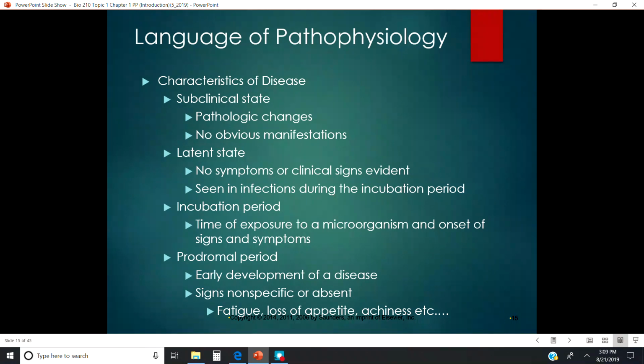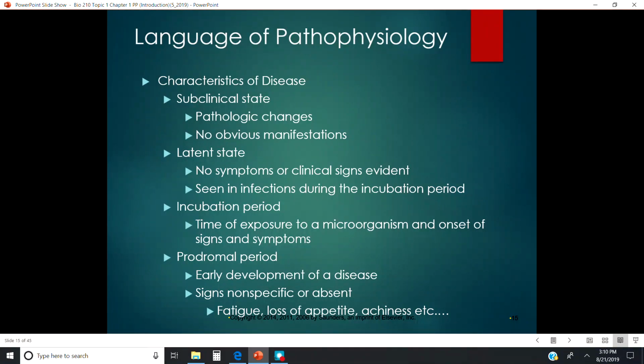Okay. A couple other terminologies that are related to characteristics of a specific disease. Sometimes we have patients that are in a subclinical state, meaning that there is some type of pathology taking place, right? So in one of the organs, maybe, or one of the tissues, pathological changes are taking place, but the patient really isn't showing any types of manifestations. This is a term I'll define a little bit more in a future slide. Manifestations would be like signs and symptoms.